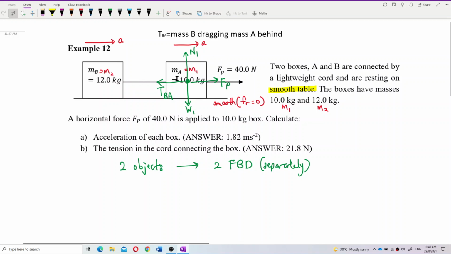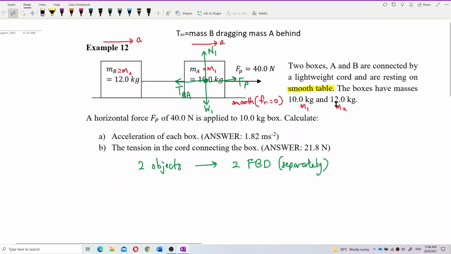Okay. That's no friction, right? Smooth table, no friction. I think that's it for mass A. Now look at mass B. Let us use the blue color instead. So mass B, what kind of force does it have? Okay, draw a point mass first. It has the weight 2, and it has the normal force 2.